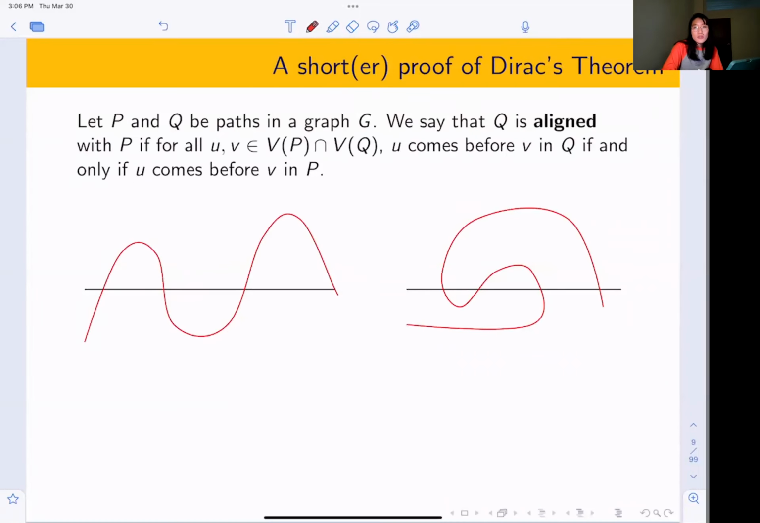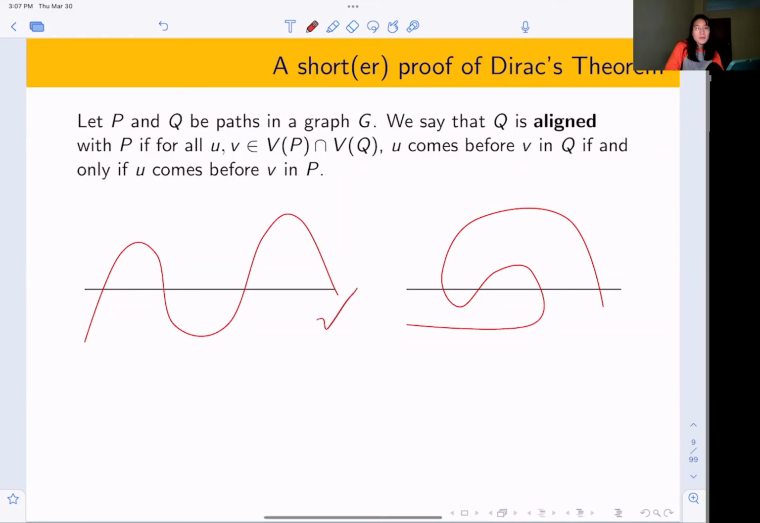Okay, so just to motivate the result for hypergraphs that we're going to talk about, I'm going to give an idea of the proof of Dirac's theorem. So for that, he used a notion which is not so common, of aligned paths. So let's say we have 2 paths P and Q. We say Q is aligned with P if every time they share some vertices, the vertices appear in the same relative order. So if u comes before v in Q, then it also comes before v in P.